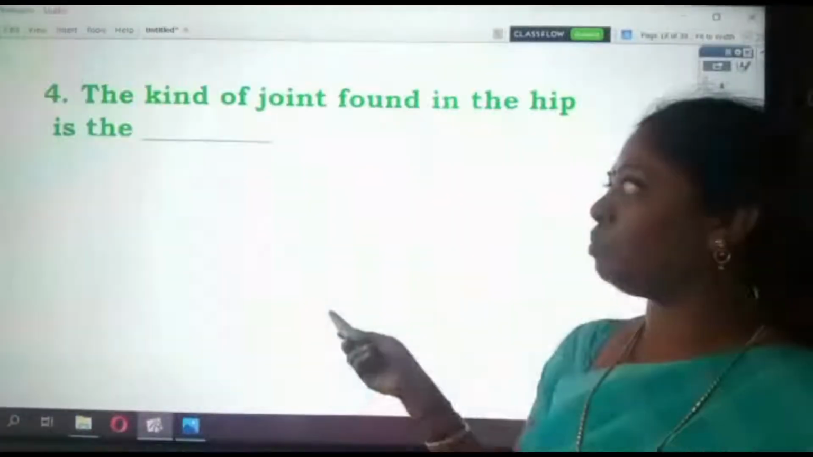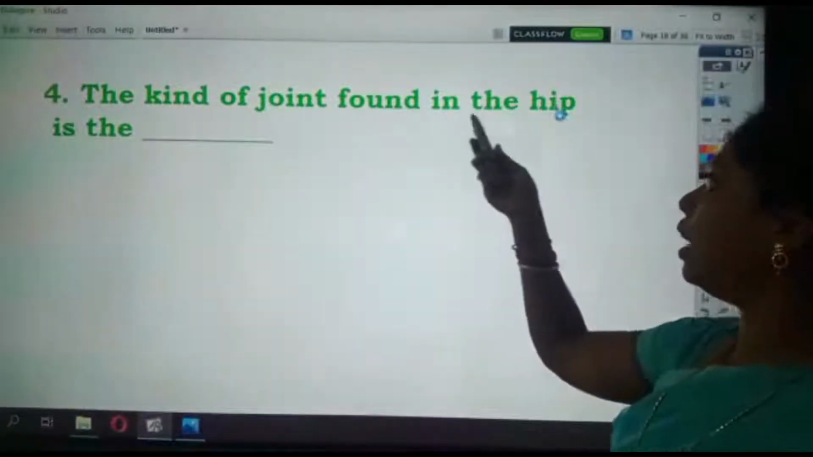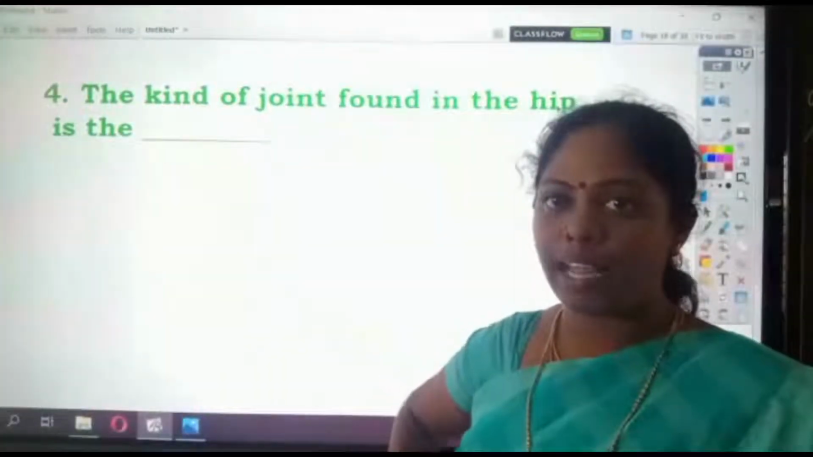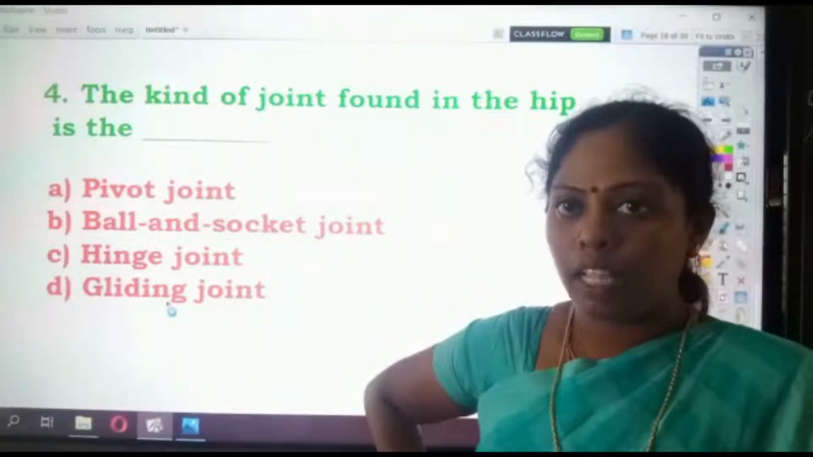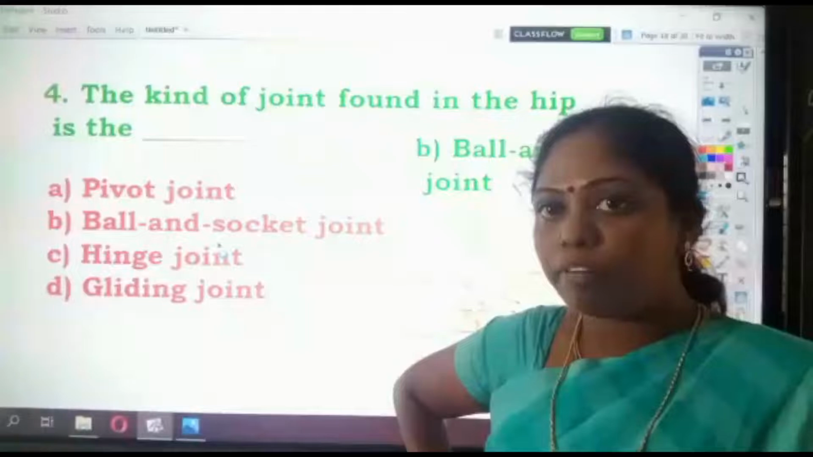Next question. The kind of joint found in the hip is the dash. We have learned that in our arms and in our hip we have what type of joints?